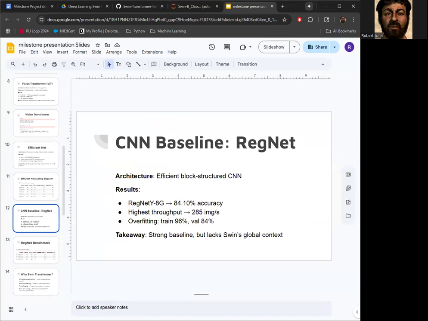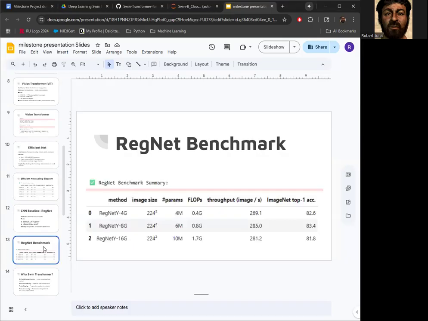Our CNN baseline is RegNet, an efficient block structured convolution network. It achieved 84.1% accuracy and had the highest throughput of all models, about 285 images per second. However, we saw clear overfitting with training accuracy at 96%, but validation at only 84%. The takeaway is that while RegNet is a strong and fast baseline, it lacks the global context modeling that Swin transformers bring to the table.